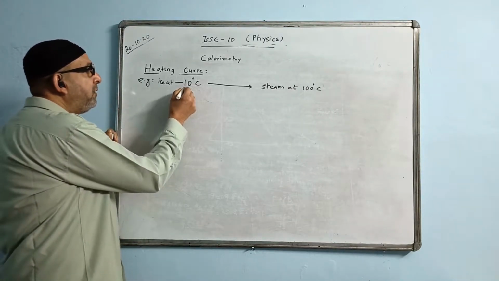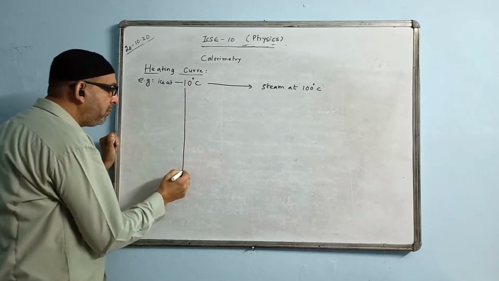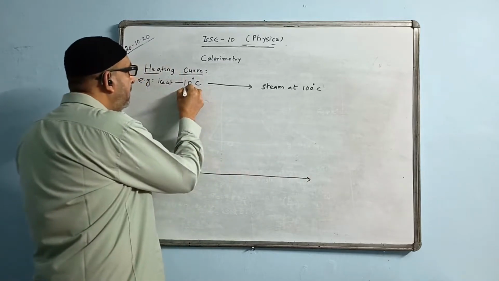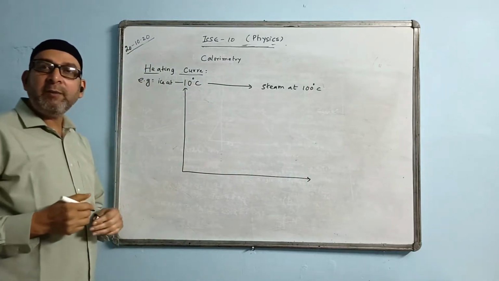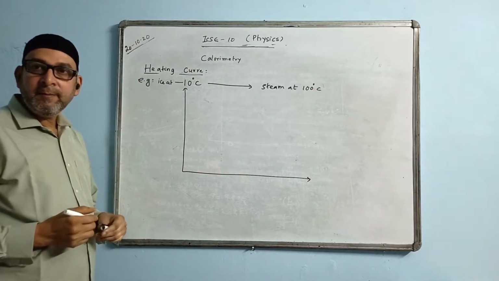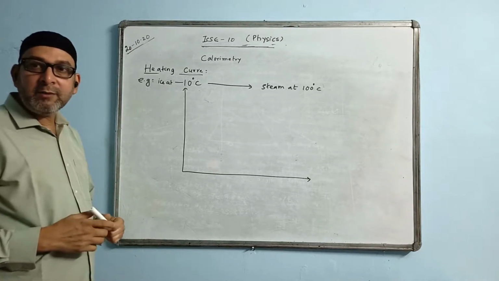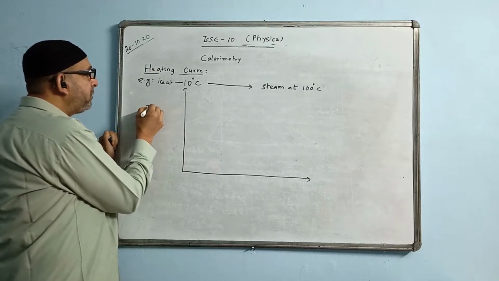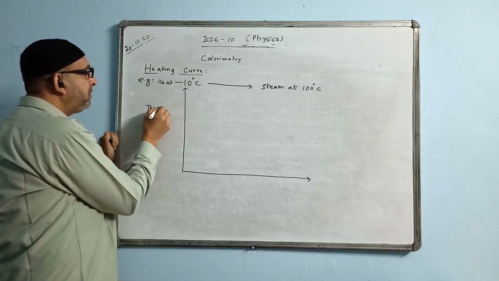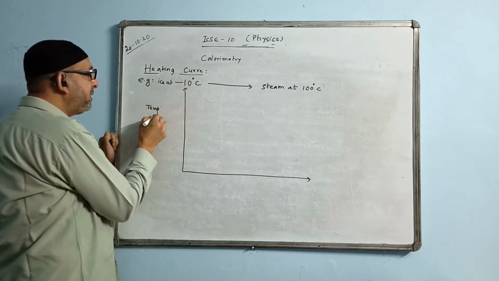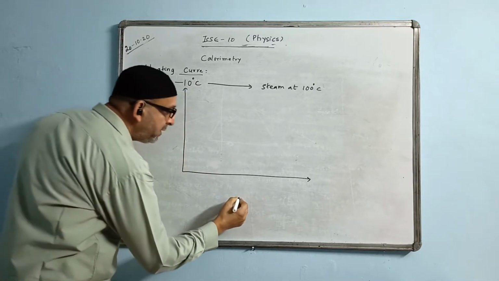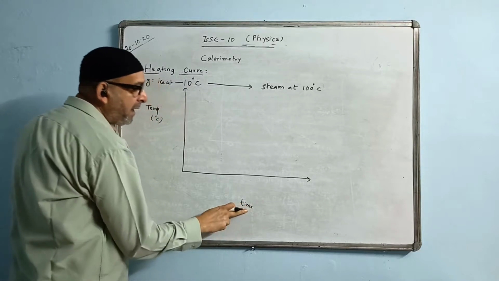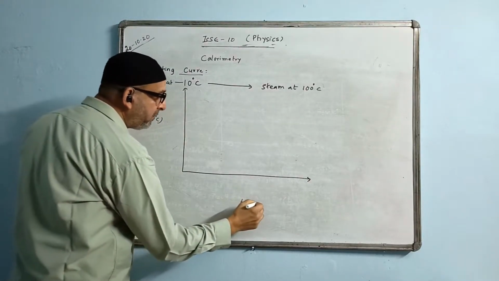So for that we will be drawing two lines. In the answer sheet, we will not use graph paper. Roughly we are sketching, so we don't need graph paper. Don't ask for graph paper during the exam. This side we will take temperature in degrees Celsius, and this side we will take time. We can take time here or amount of heat, so any one of them can be taken.